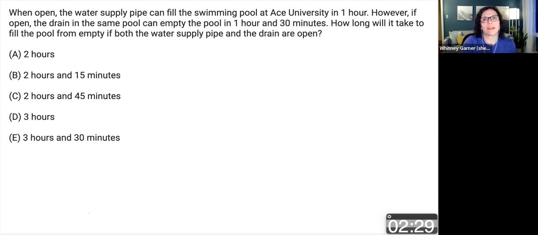Okay, if you have not sent me your answer yet, thoughts on this one? Definitely got weirder, got more complicated. So what's going on? What's different about this problem from the last one? What do you notice that's different this time around?